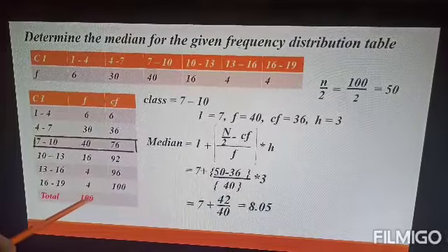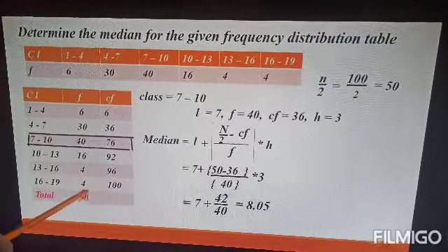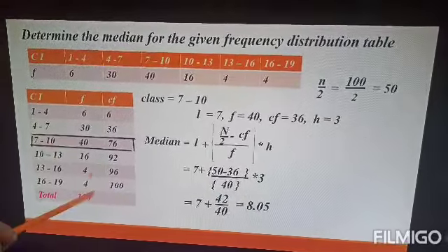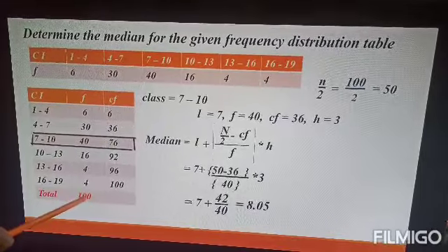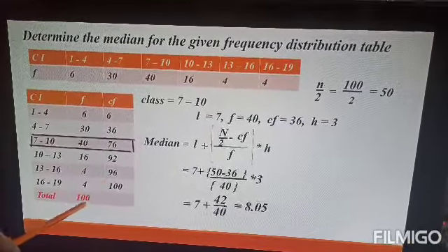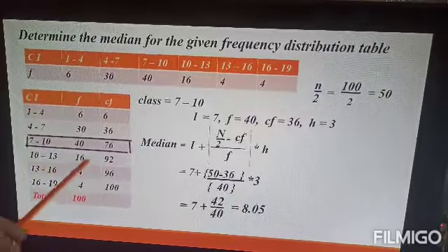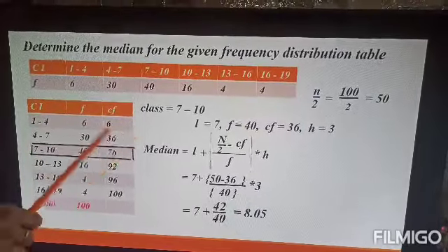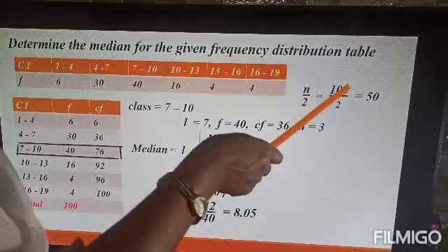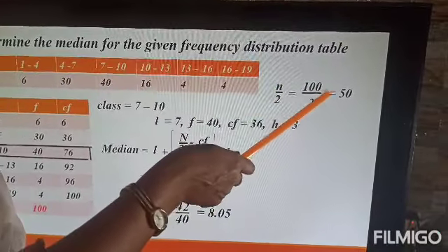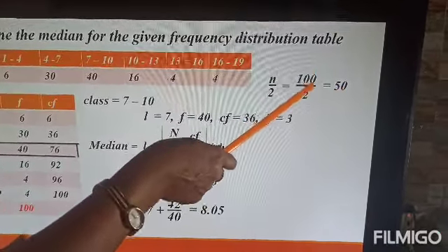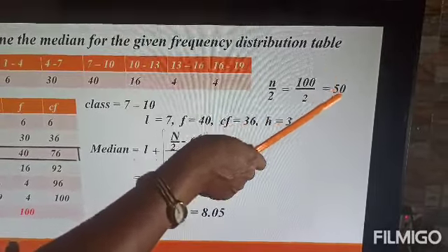Total we got 100, the N value. Total frequencies is N, that is 100. Next we have to find N by 2. 100 by 2 is equal to 50.